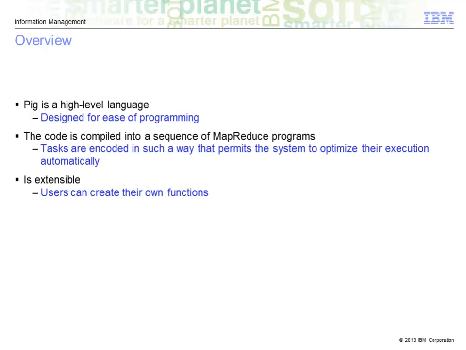Overview. Pig, or Pig Latin as the language is called, is a high-level language designed to remove the complexities of coding MapReduce applications. Pig converts its operators into MapReduce code.